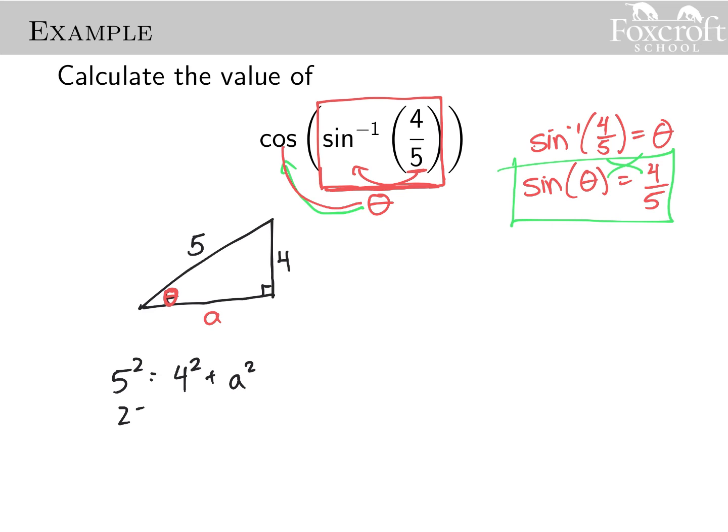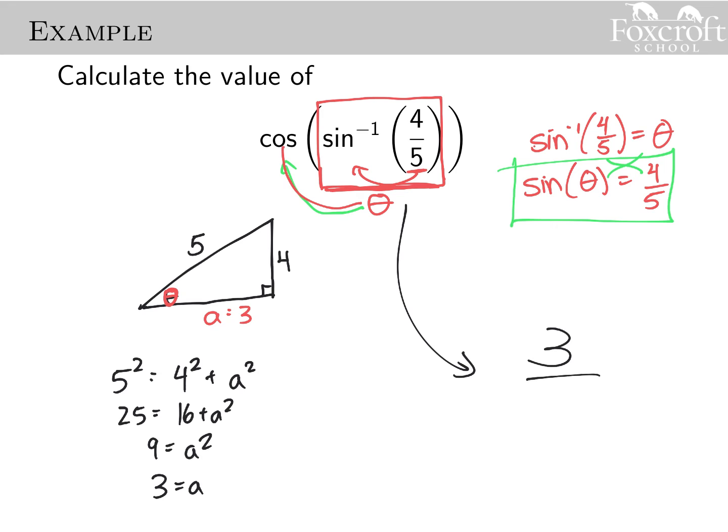And this is a triplet that's come up a lot, so I'm doing it so quickly. Take the square root, you get 3. All right, so the missing side was 3. And the cosine of this angle is going to be 3/5. So altogether, our final answer for this is just 3/5.